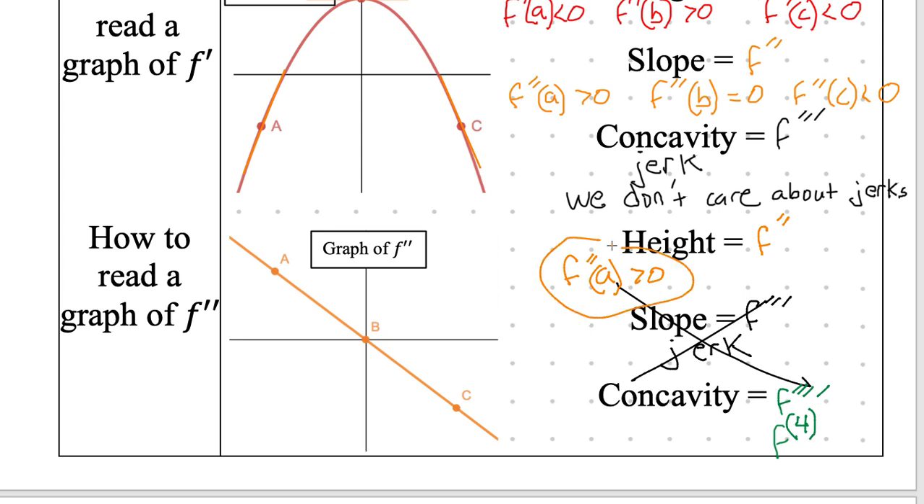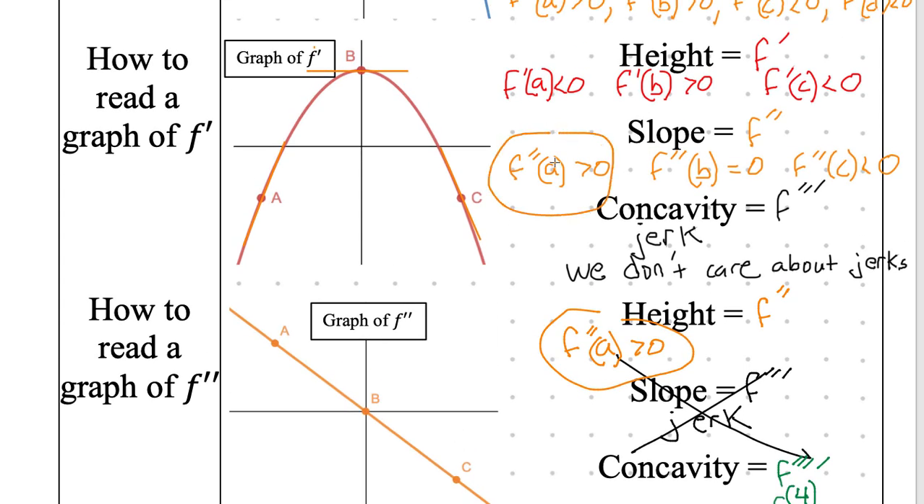Take a look at your notation. F double prime of A, F double prime of A. The notation is the same throughout all of these graphs. Just what we call them in terms of height, slope, or concavity is going to change. So we're now calling this height where we called it slope back here on the graph of f prime.